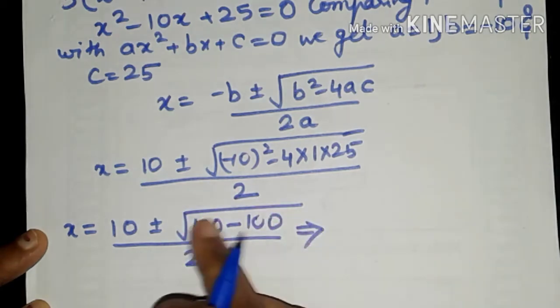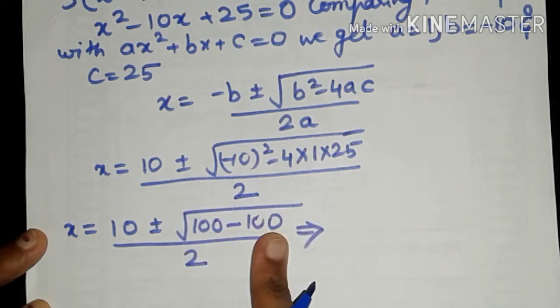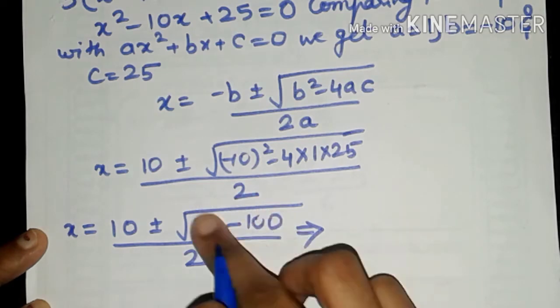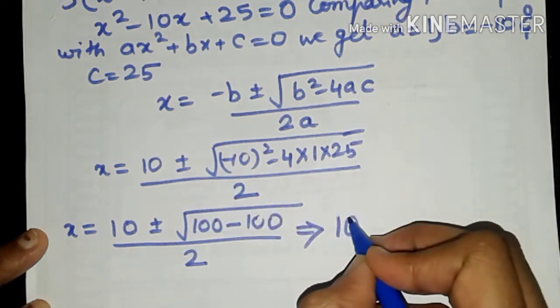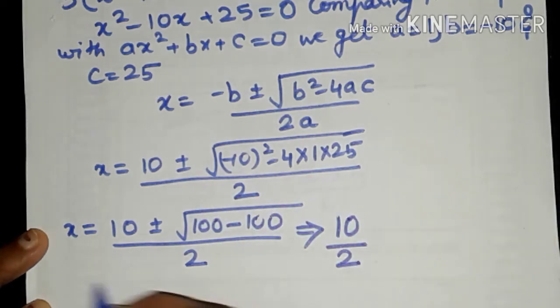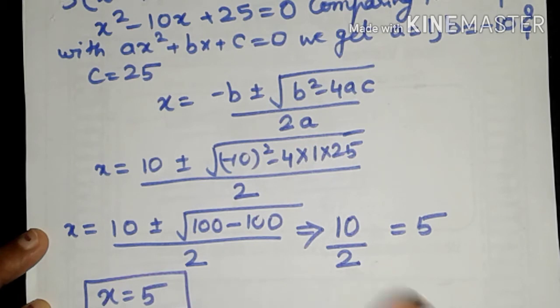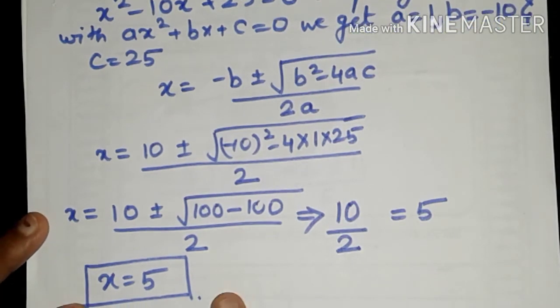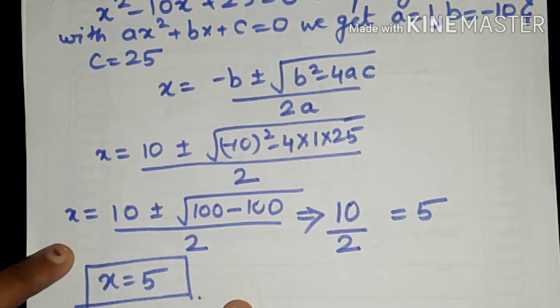So, what happens to the square root? 100 minus 100? 0. So, this whole term goes off. So, I will get 10 upon 2. So, therefore, which is nothing but 5. So, x is equal to 5 is the only solution of the quadratic equation. Okay, sometimes it does happen that you get only one unique value for the quadratic equation.